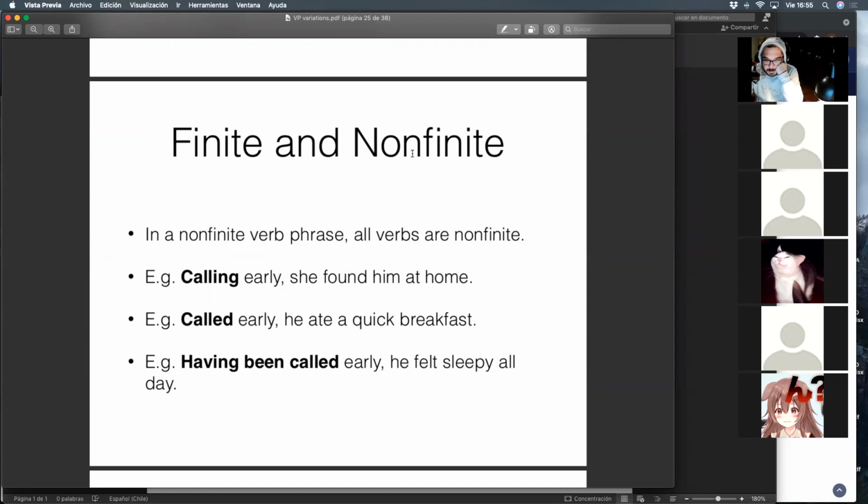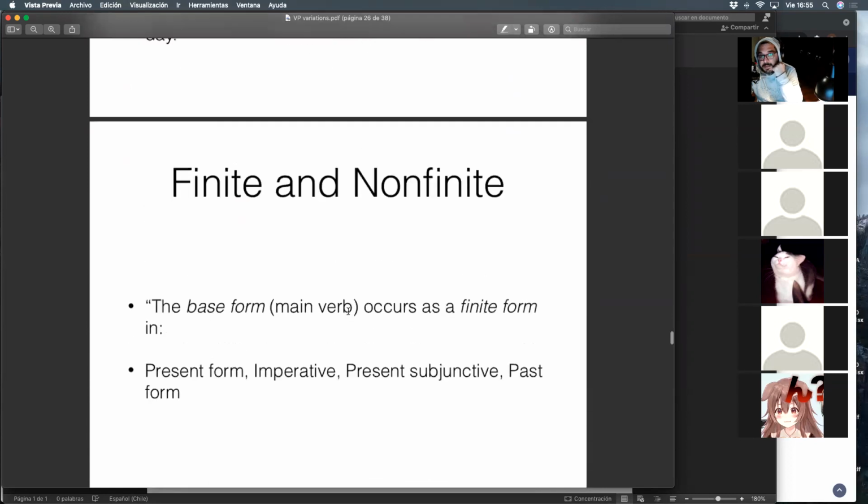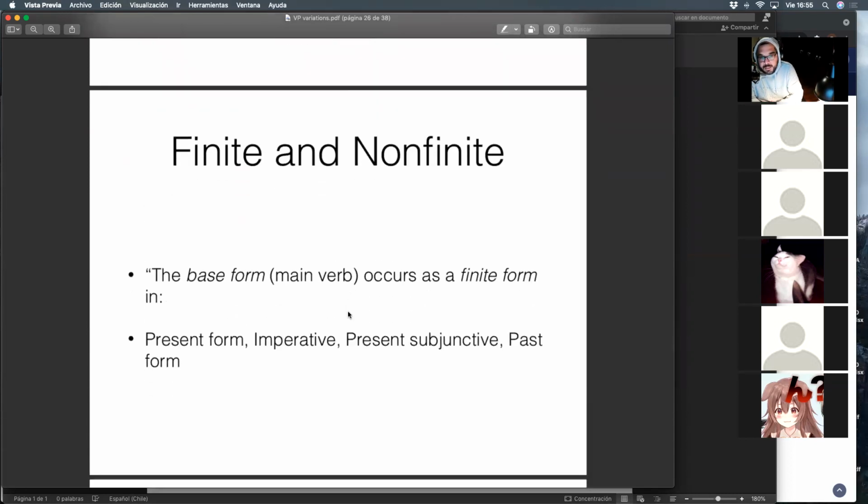Okay, having been called, then finite and non-finite. The base form, main verb, occurs as a finite form in present form, imperative, present subjunctive, and past form. Okay, what are we talking about? We're talking about the base form. What's the base form? The base form is the bare infinitive.